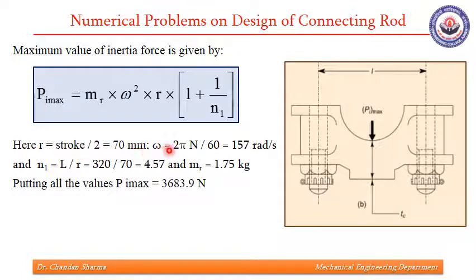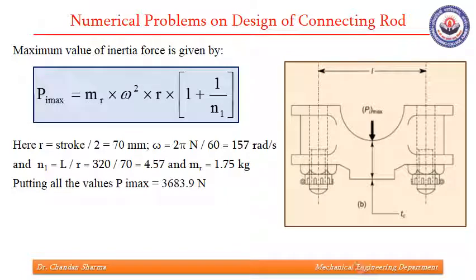Omega is 2 pi N by 60, 157 radians per second. And N1 is L by R, which is 320, the length of rod, upon 70, the crank radius. It comes out to be 4.57. And Mr, the mass of reciprocating parts, is given as 1.75 kilogram. Putting all the values, the maximum inertia force comes out to be 3683.9 newtons.